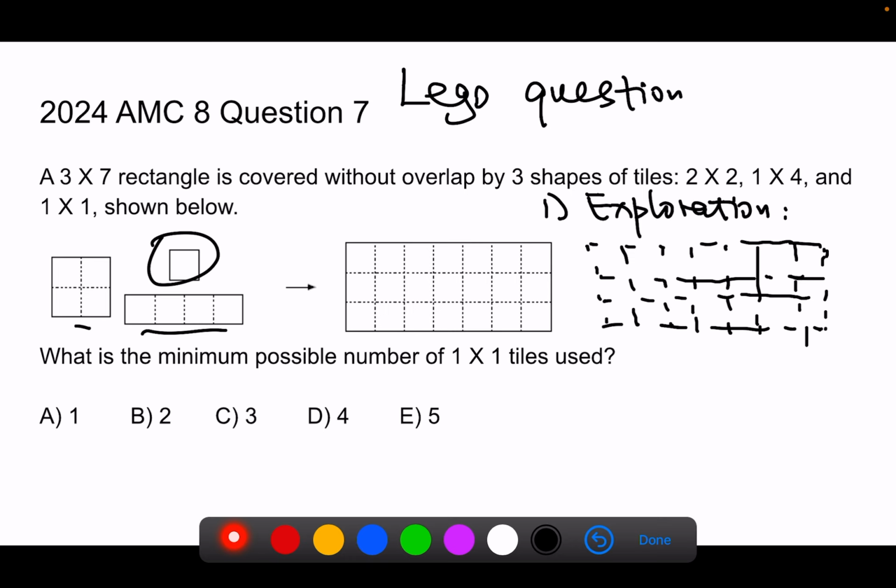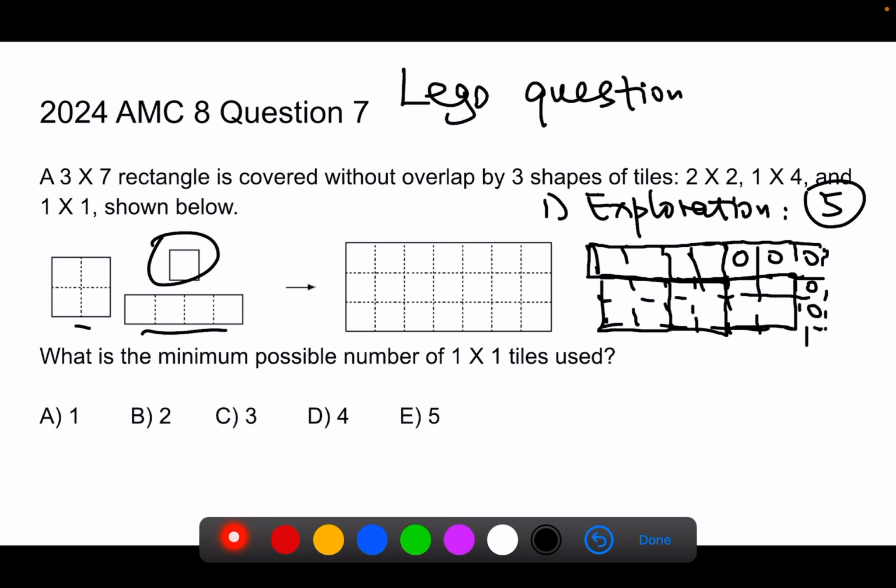Okay, 3 by 7. So one way to do it is I can put a 2 by 2 here, and I can put a 2 by 2 next to it, another 2 by 2, and then you will realize there's no more 2 by 2 you can use. So you can start to put a 1 by 4 here. And now there's nothing else you can use, but we still have 1, 2, 3, 4, 5 squares that are not covered yet. And you can only use 1 by 1 tiles. So for this case, you need to use 5 1 by 1 tiles.